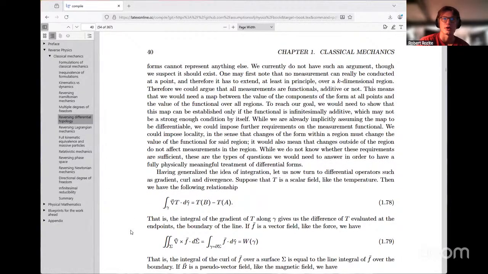While we are already implicitly assuming the map to be differentiable, we could impose further requirements on the measurement functional. We could impose locality, in the sense that changes of the form within a region must change the value of the functional for said region. It would also mean that changes outside the region do not affect measurements in this region. While we do not know whether these requirements are sufficient, these are the types of questions we would need to answer in order to have a fully physically meaningful treatment of differential forms.